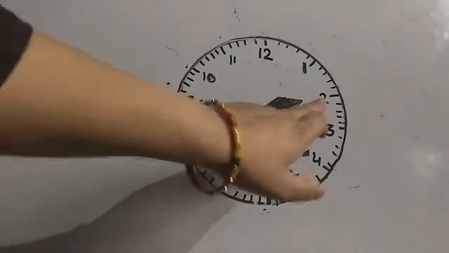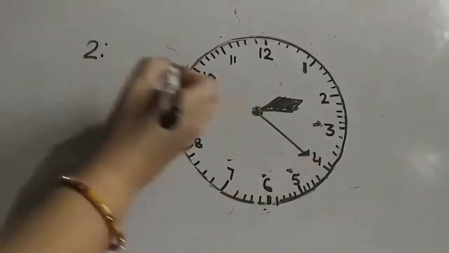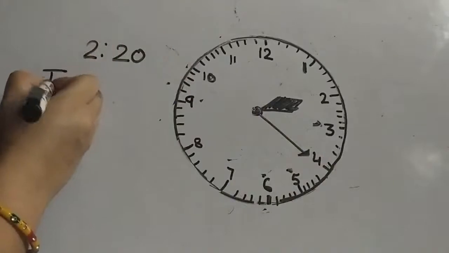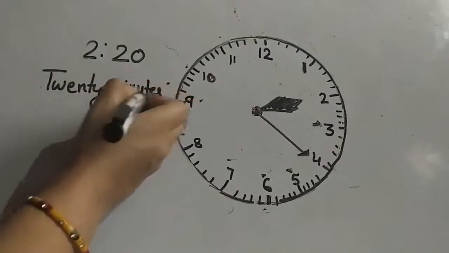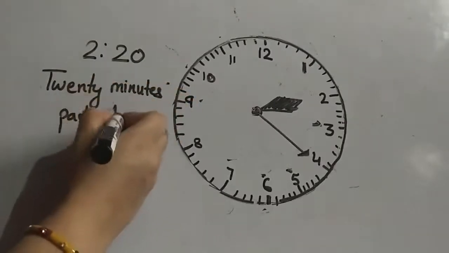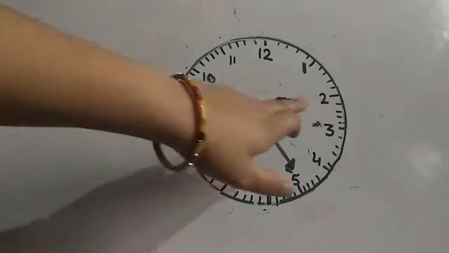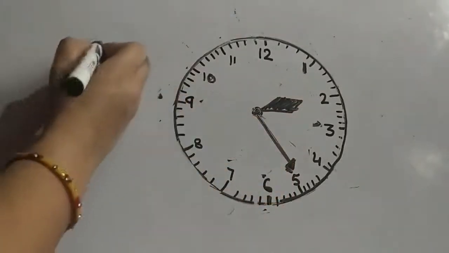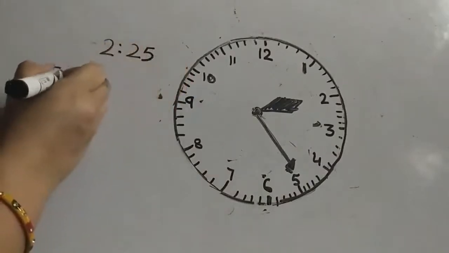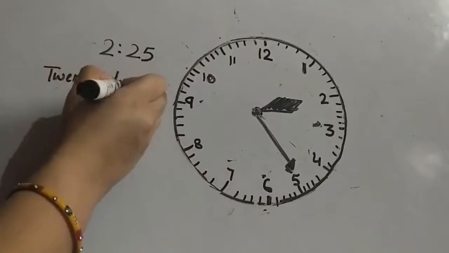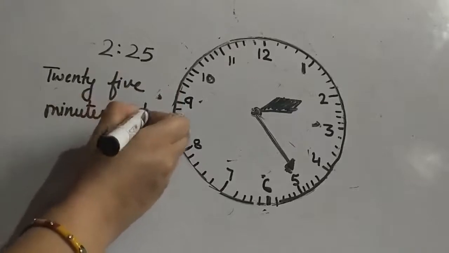Now our hour hand is in 2 and the minute hand is in 4. So 2 hours 20 minutes or 2:20, or we can say 20 minutes past 2. Next situation, hour hand and the minute hand. So 2 hours 25 minutes or 25 minutes past 2.